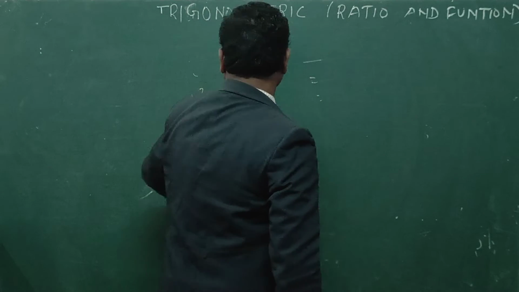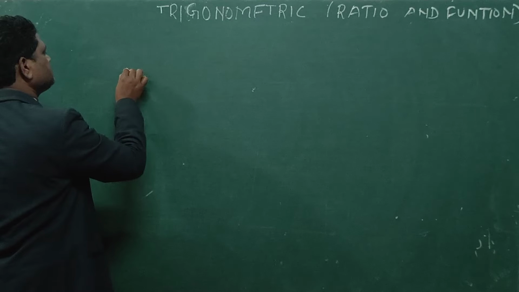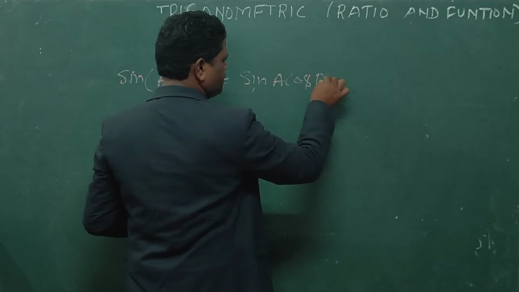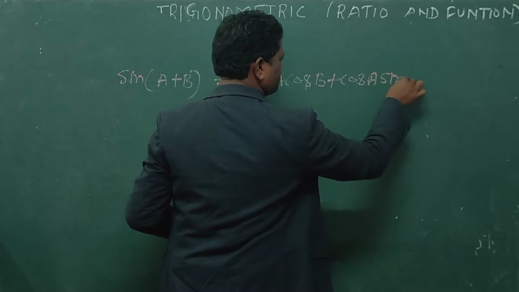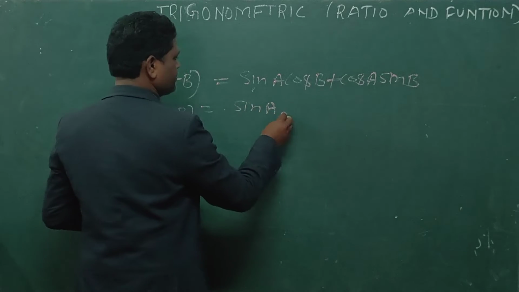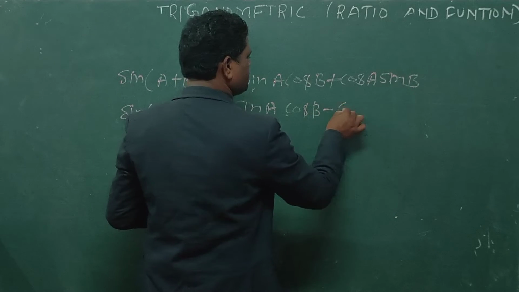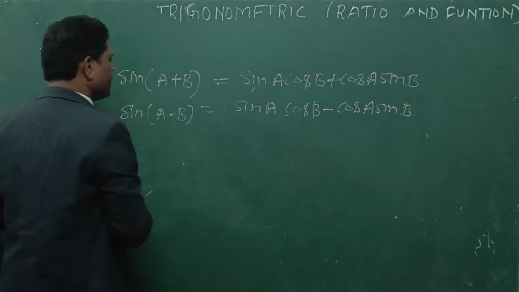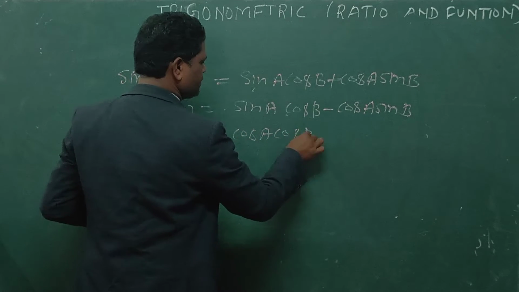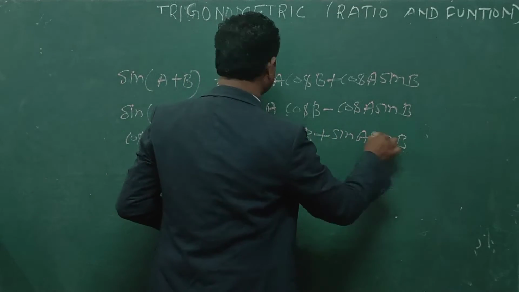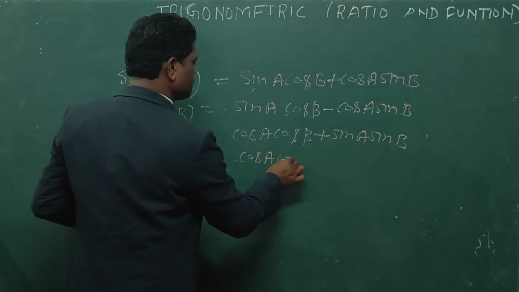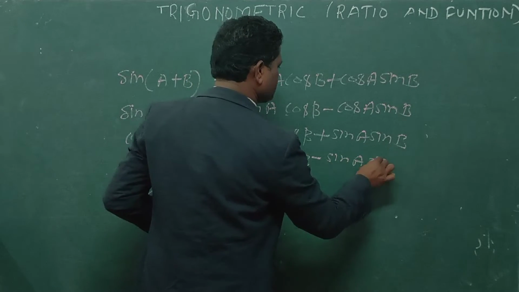Now, sin of A plus B equals sin A cos B plus cos A sin B, and sin of A minus B equals sin A cos B minus cos A sin B. After that, cos of A minus B means cos A cos B plus sin A sin B. After that, cos of A plus B equals cos A cos B minus sin A sin B.